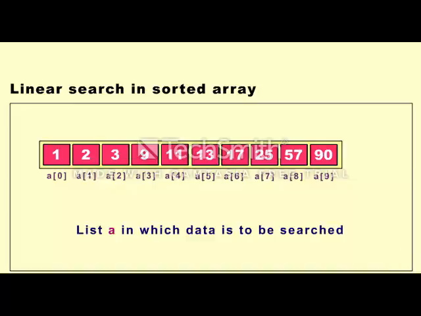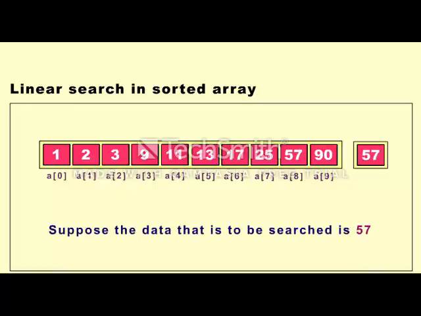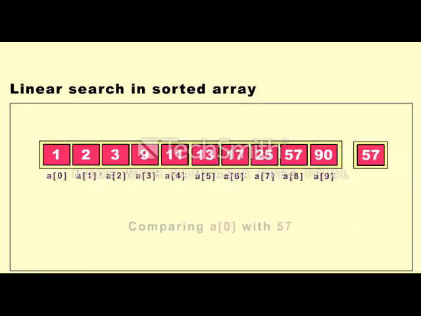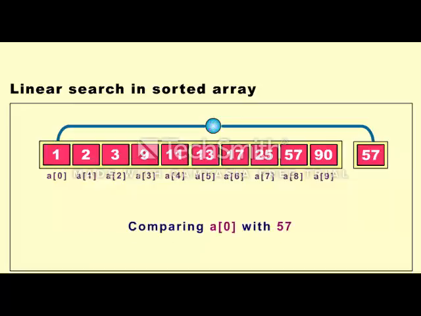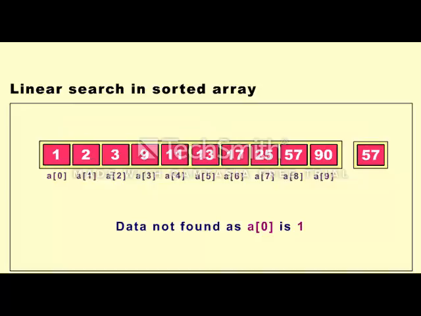So we can see list A in which the data is to be searched. Suppose that the data to be searched is 57. Then what we will do is check and compare whether A of 0 equals 57. Now what is the value of A of 0? A of 0 value is 1. And the data is not found as A of 0 is 1.